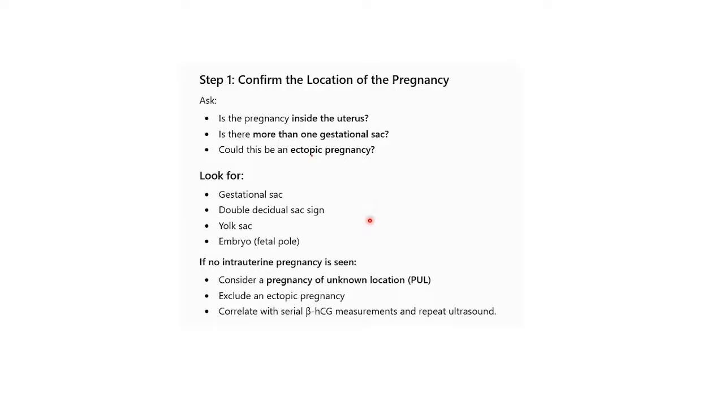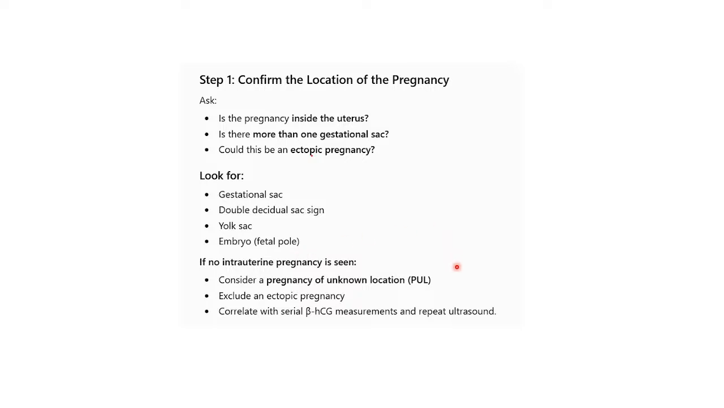You must look at the double decidual sign. Is it there or is it absent? Where is it? You should look for the yolk sac. You should look for the embryo or the fetal pole itself. Is it there? At what stage are we? Is it visible or not?